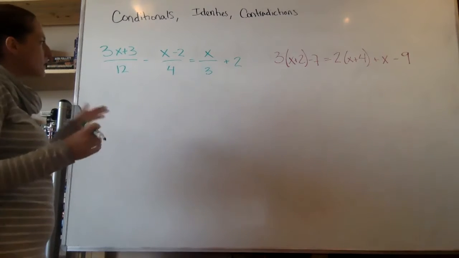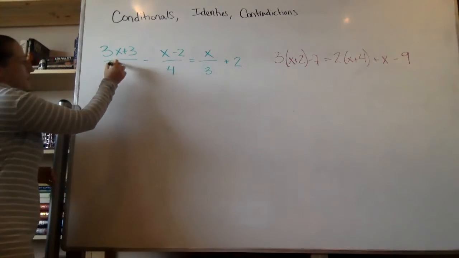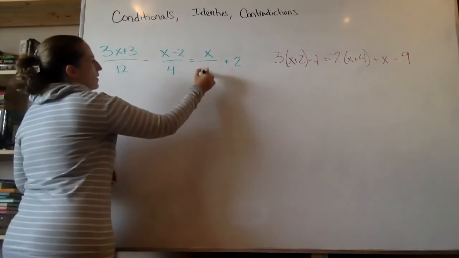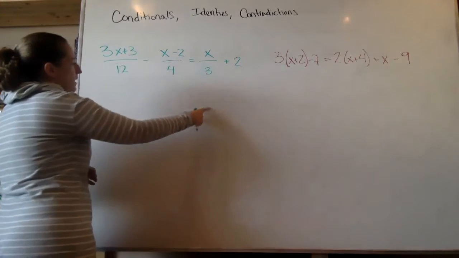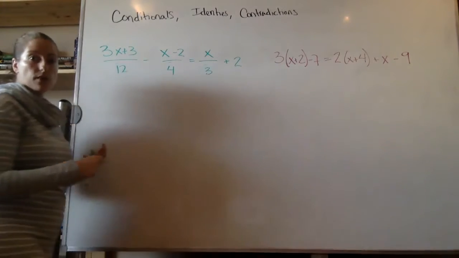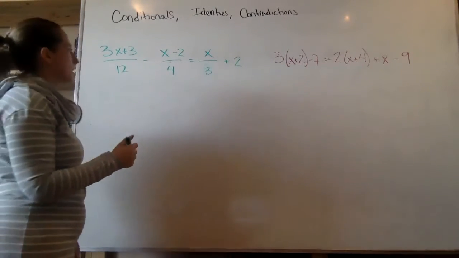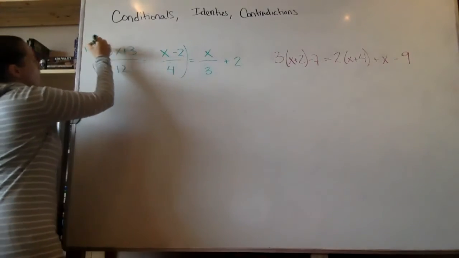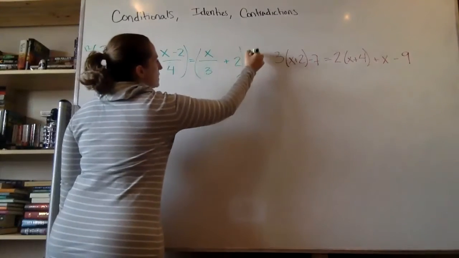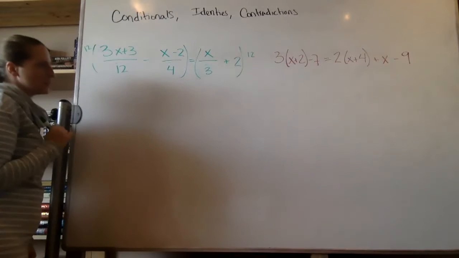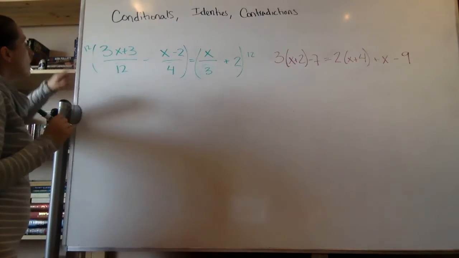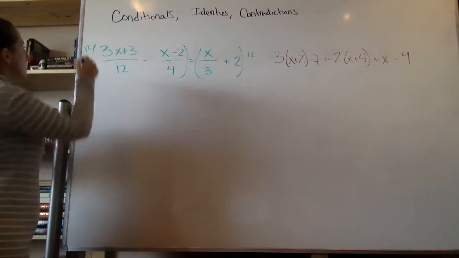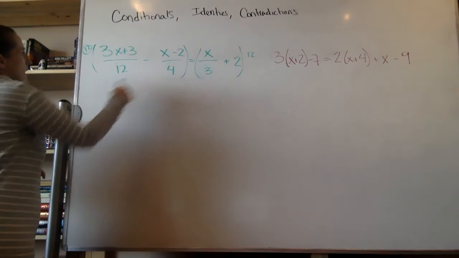plus 2. Let's find our common denominator, our least common denominator, which in this case, if I look at 12, 4, and 3, 12 plays nicely with all of those, where 12 is the least common denominator. I'm going to multiply both sides of my equation by 12 to clear the fractions. That's going to just make it easier to solve, okay? Now remember, when I'm multiplying both sides by 12, I have to multiply each term in here by 12.